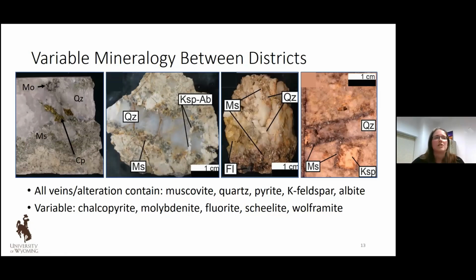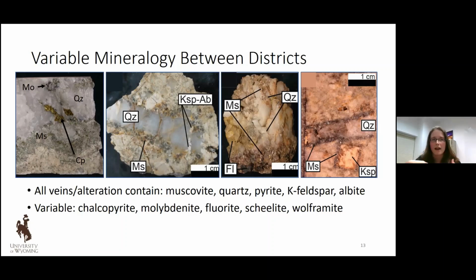All veins and alteration across all the districts that I observed this form of alteration in contain 5 main minerals: the muscovite, quartz, pyrite, K-feldspar, and albite. And then the mineralogy became much more variable between districts. What we would typically see is in a handful of systems, these veins and alteration could be accompanied by pretty substantial chalcopyrite, molybdenite, and fluorite. And then we could sometimes find trace scheelite and wolframite.